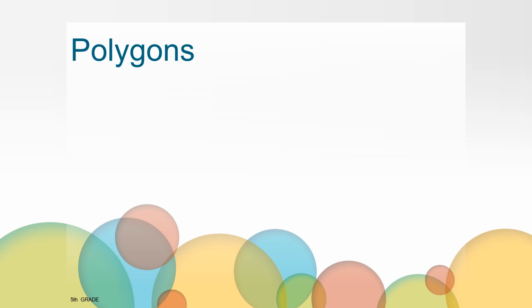Before we start with today's content, let's review the names of some of the polygons that we might be seeing today. Say the name of the polygon as they appear. Ready? This is a triangle because it's a polygon with exactly 3 sides and 3 angles.